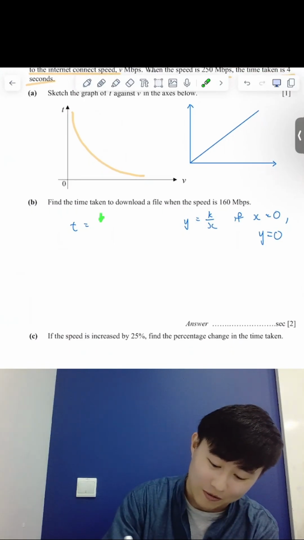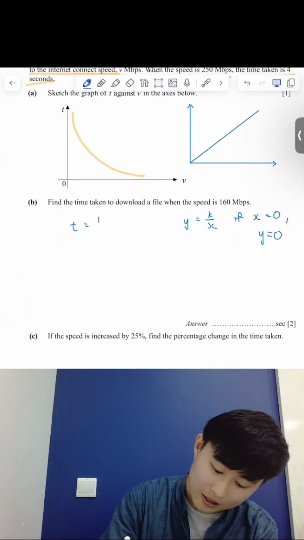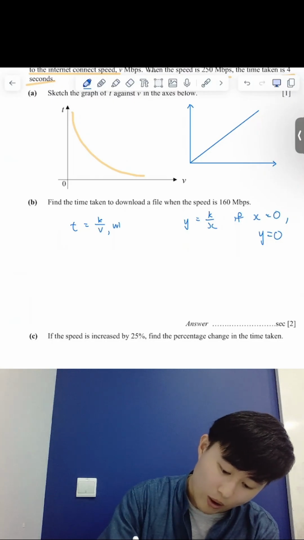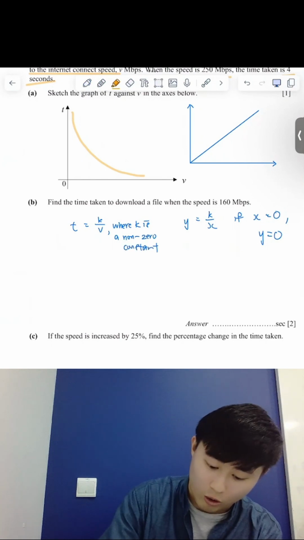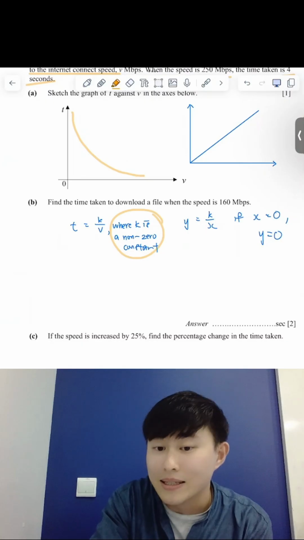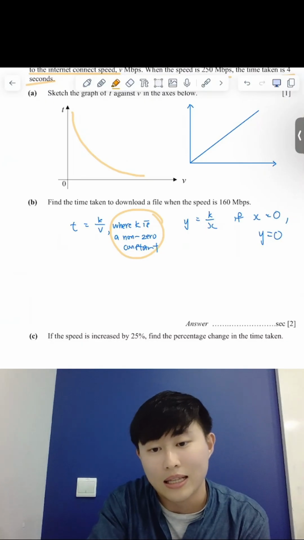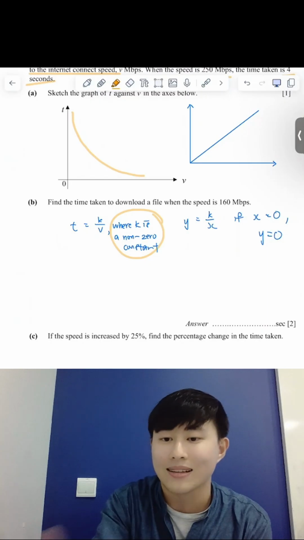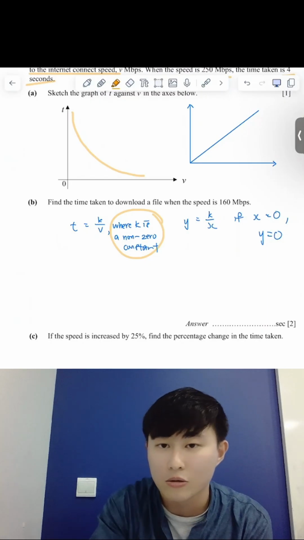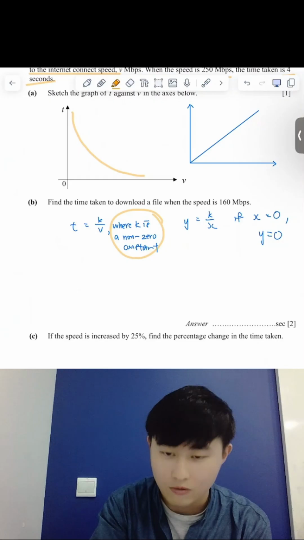Okay, so I'm gonna go on. From here I'm gonna end up with T is equals to K over V, where K is a non-zero constant. I know some schools tell you not to write this, and some schools insist you must write this. So it depends on your school. I would say because during O levels it's the last time they are taking it already, so just go ahead and write it.